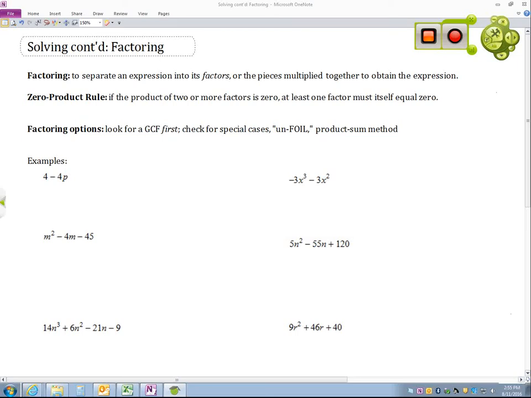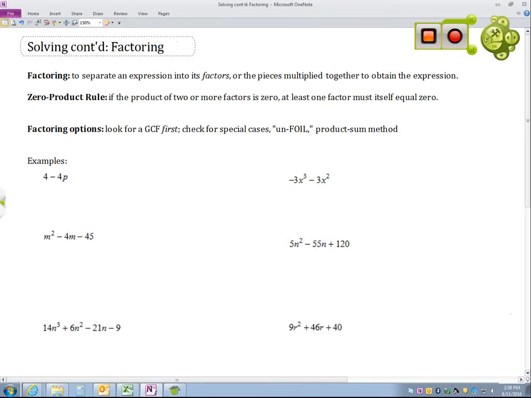In this video, we're going to talk about factoring. We will hit solving by factoring, but the main focus is going to be factoring. Okay. First of all, factoring, the term means to separate an expression into its factors, which are the pieces that get multiplied together to obtain the expression. Okay, zero product rule, we'll come back to that.